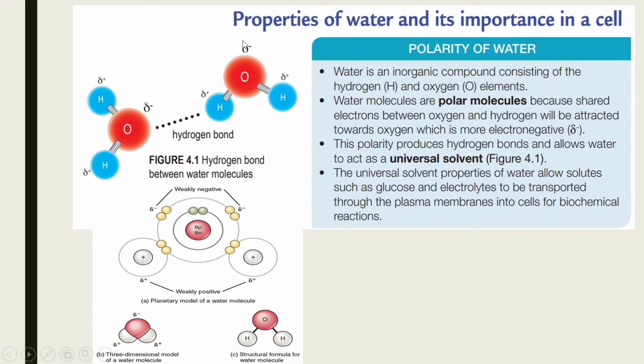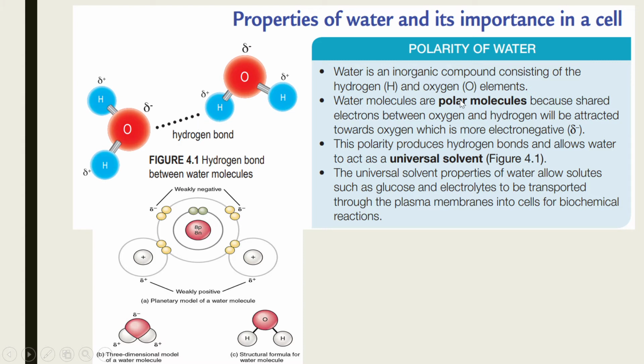Now let's look at the properties of water. Water is an inorganic compound consisting of hydrogen and oxygen elements: one oxygen atom with two hydrogen atoms. This is one molecule of water. This is another molecule of water, and between the water molecules, they are bonded by this hydrogen bond, which is actually a weak bond.